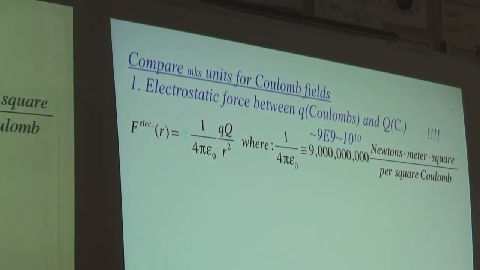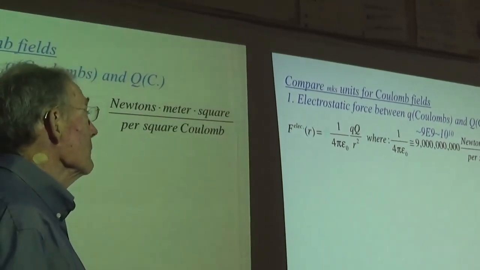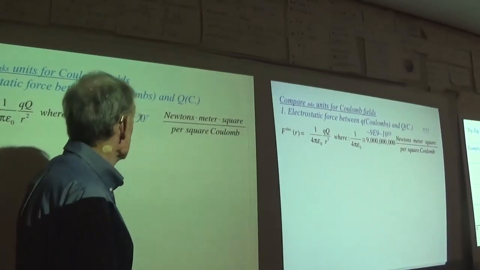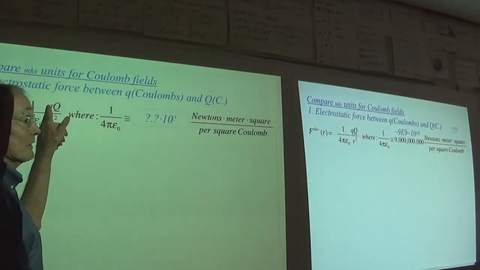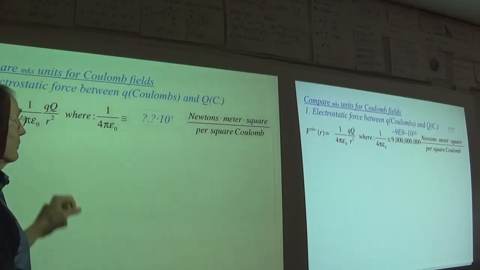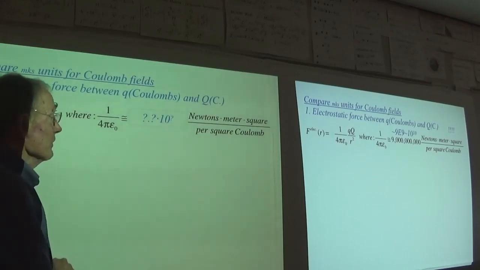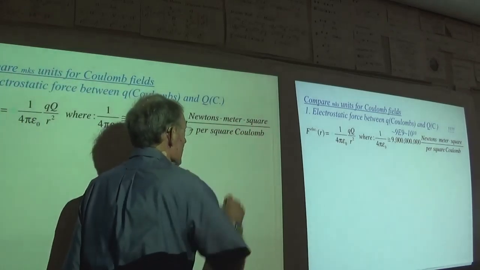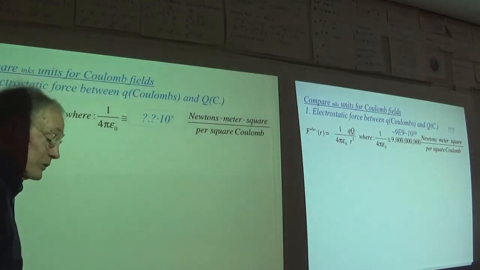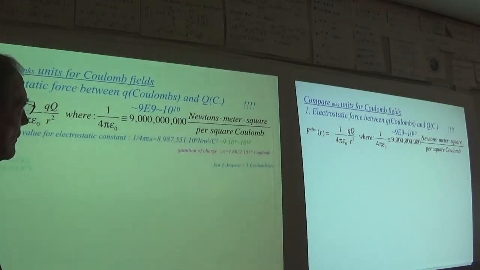That is, in the units of newtons times meters squared per square coulomb. So newton square meter per square coulomb. Remember, you've got 2 coulombs sitting right there. And then this guy right here is going to have those units in order to counteract the r squared that's in the denominator, the meter squared now being in the numerator. So these are units that are really quite mind-boggling when you think about them.